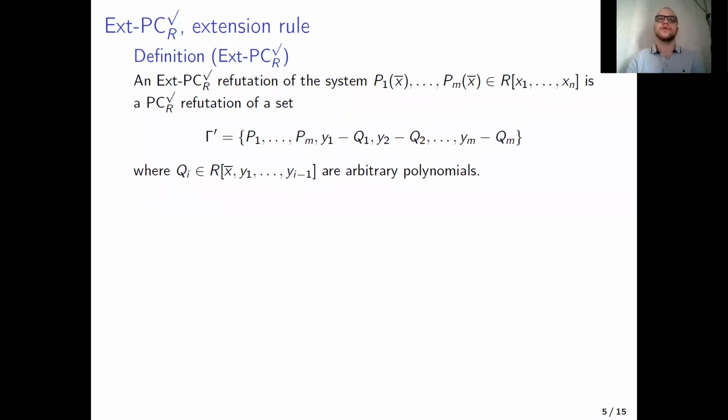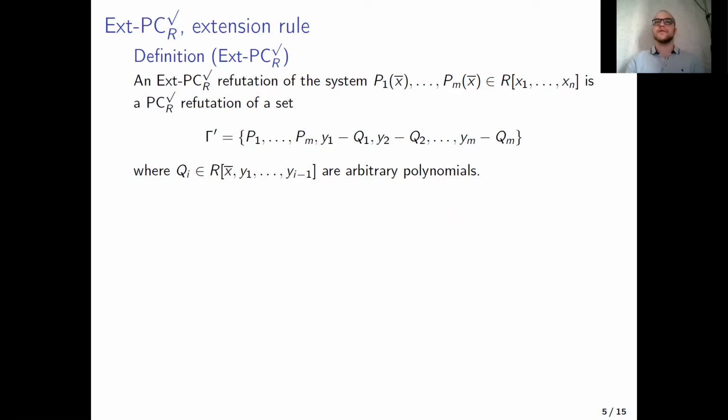Also, we are going to add an extension rule to our proof system. An extended PC square root refutation of a system of polynomial equations is just a PC square root refutation where we can introduce new variables, which encode some arbitrary polynomials that depend on variables from the original system of equations and on some of the new variables which we introduced earlier. So this proof system is really strong.